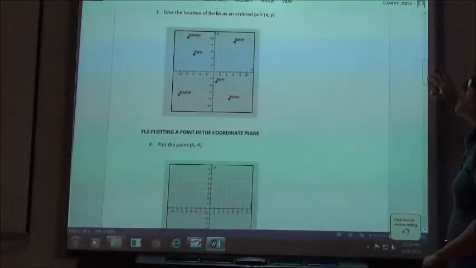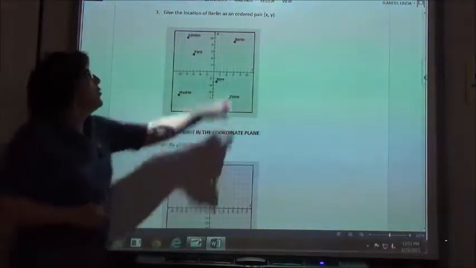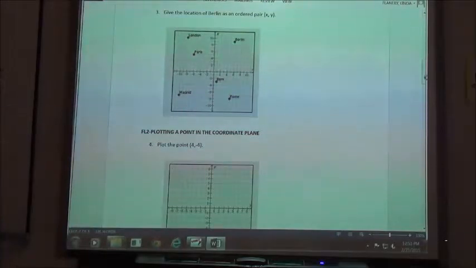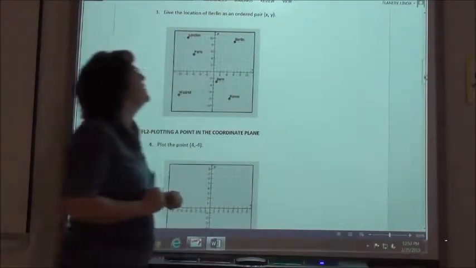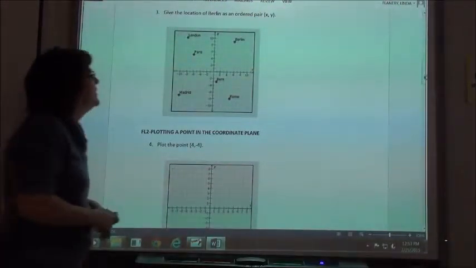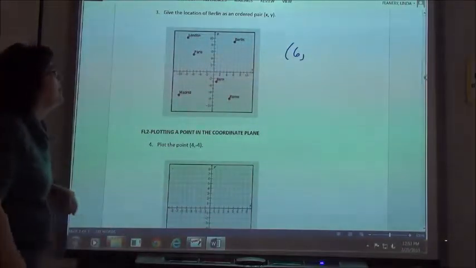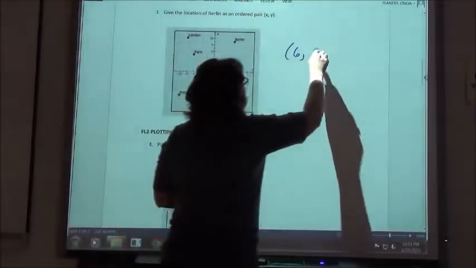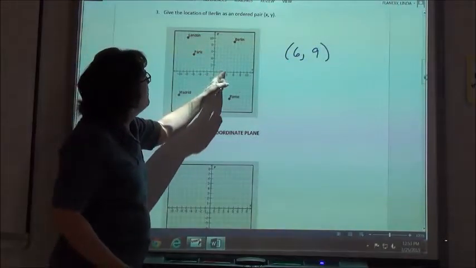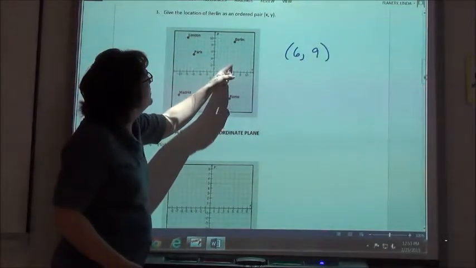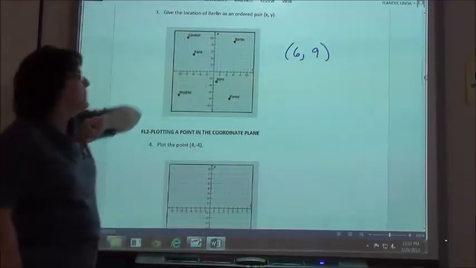And so number 3 wants you to give the location of Berlin as an ordered pair. So Berlin is over here. My coordinates would be x first, right? The x is always first. 6 in my x direction, and up 9, so 9 in my y direction. So I went 6 to the right, 1, 2, 3, 4, 5, 6, and up 9, 1, 2, 3, 4, 5, 6, 7, 8, 9, and there's Berlin.